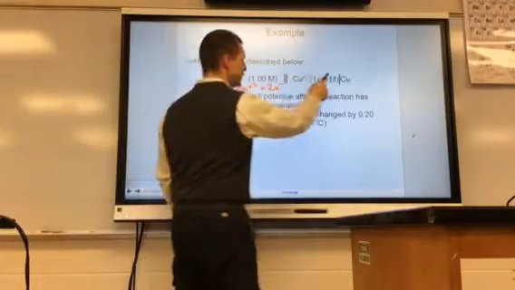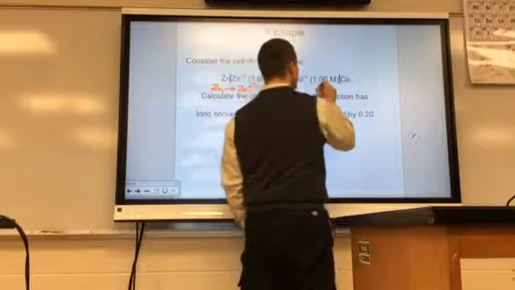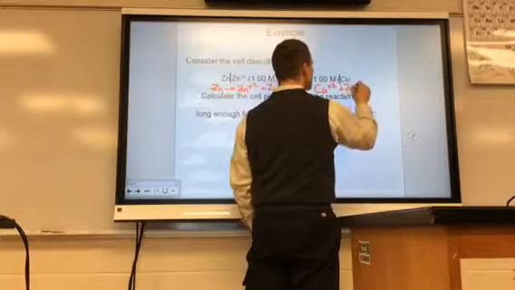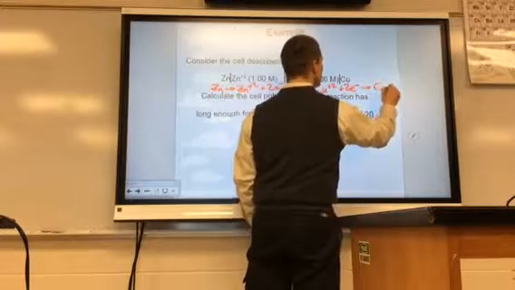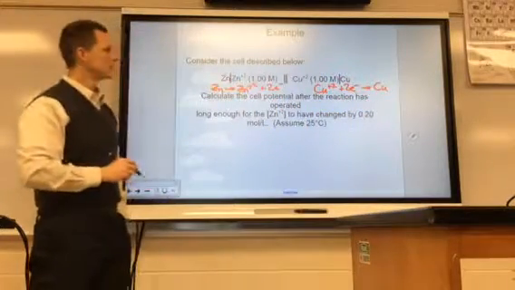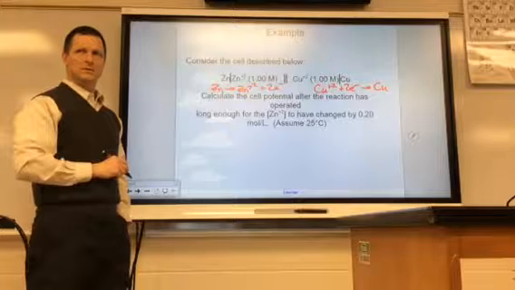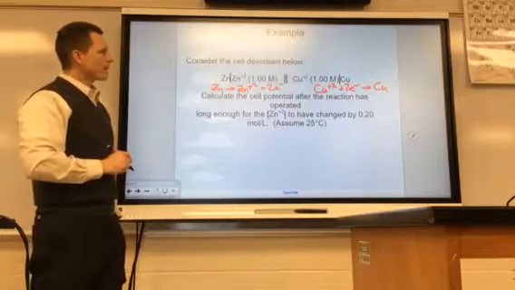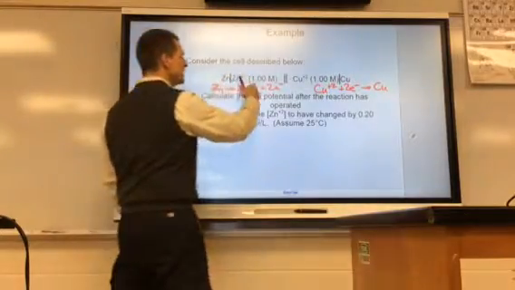And then over here on this side, we have a reduction because it's the cathode. It's copper plus 2 ions. Reducing means it's gaining electrons. Plus 2 yields copper.